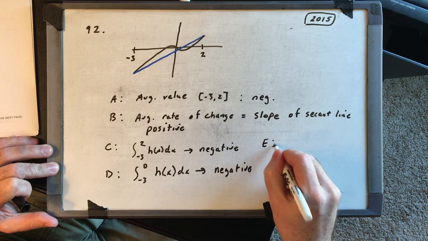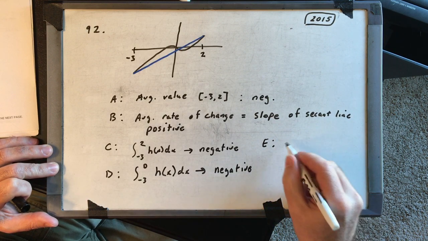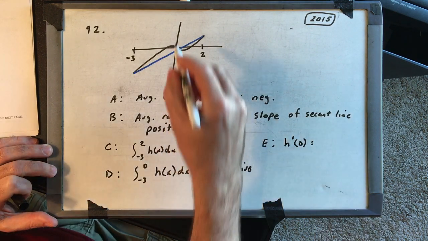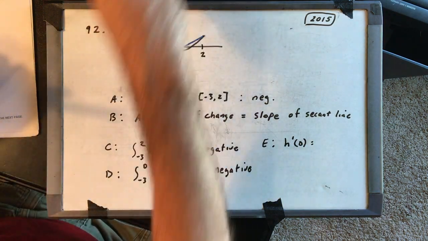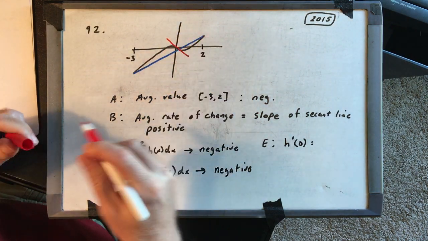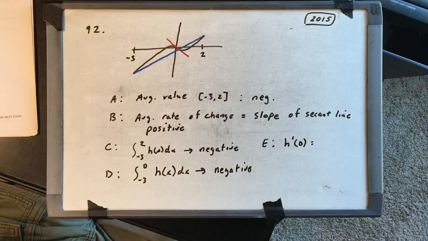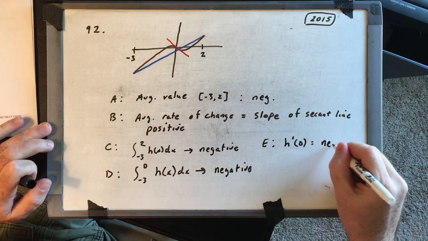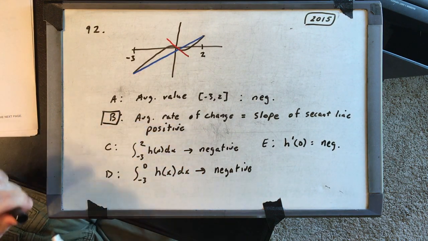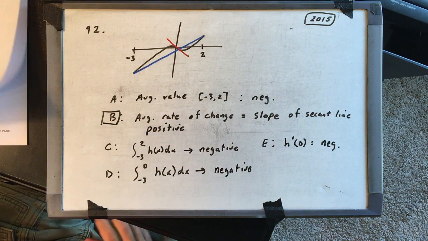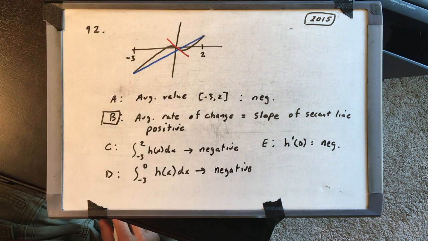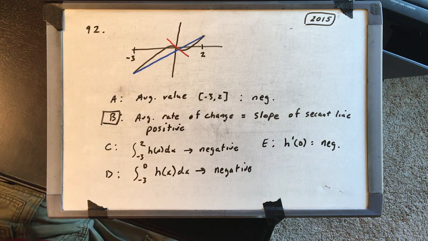Let's look at E. H prime of 0. Well, that's the slope of the tangent line at 0. And see how the slope of the tangent line at 0 is negative? So that one's going to be negative also. So the only one that's positive is B, the average rate of change, the slope of the secant line. So that completes the multiple choice for the 2015 practice test.